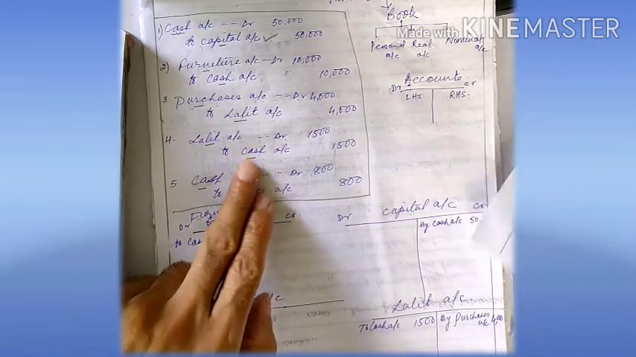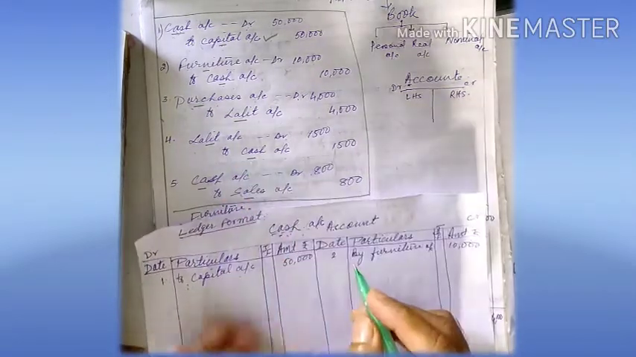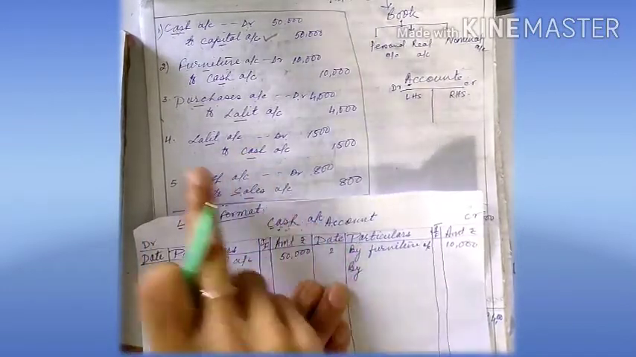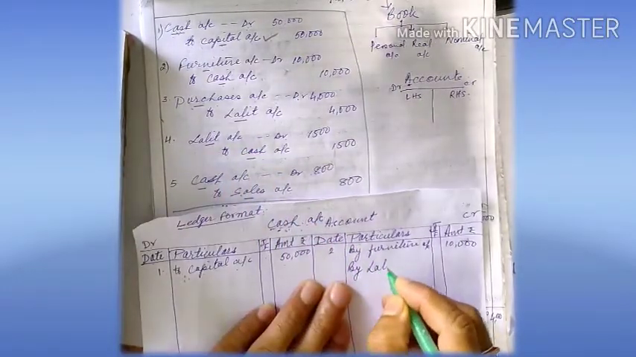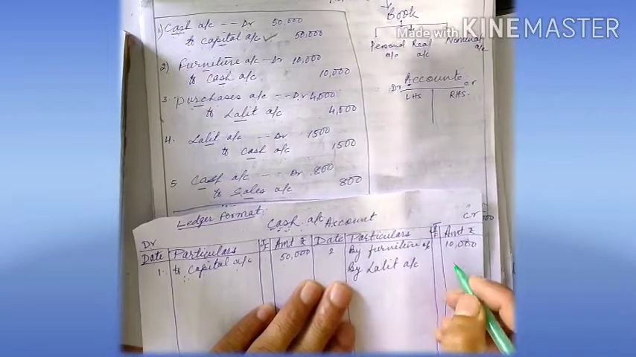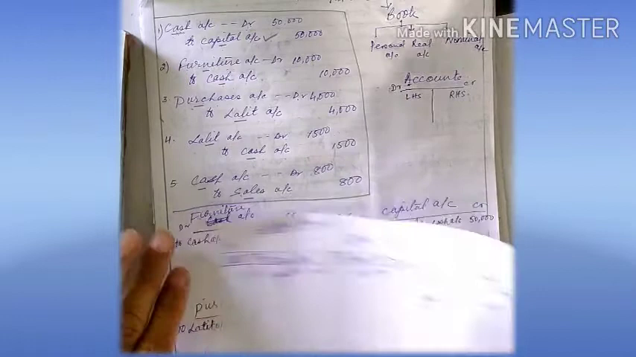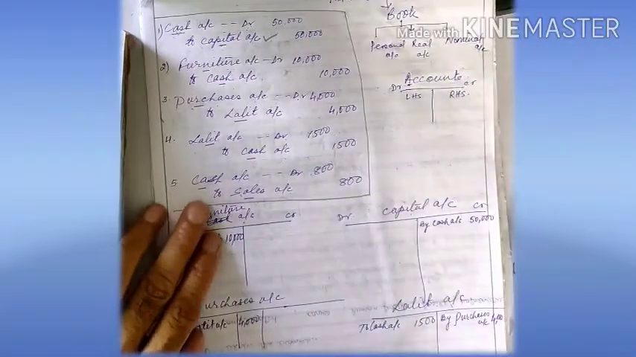So we need to make the entry in cash account. Cash account is credit. So we go to the credit side. Since cash account is already here, you need to write Lalit. So by Lalit account 1,500. So next one is cash account debit to sales account.